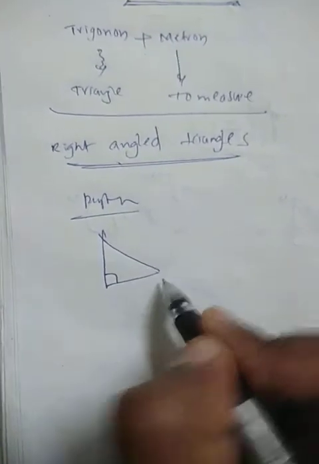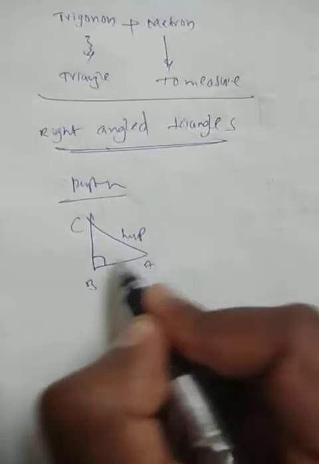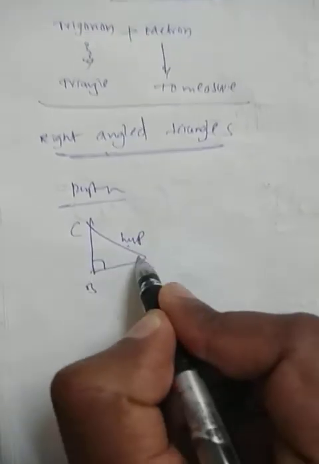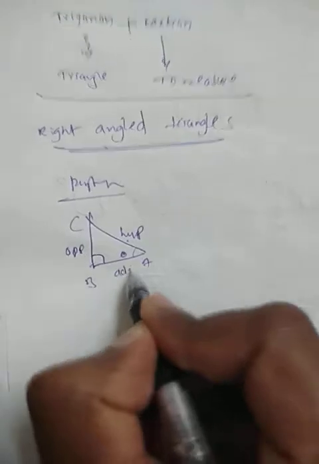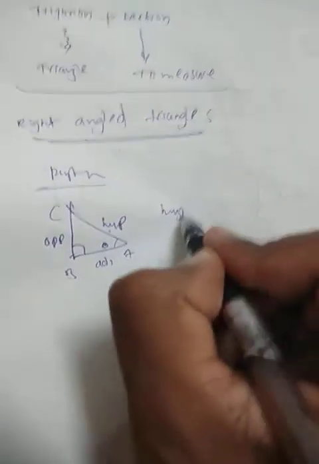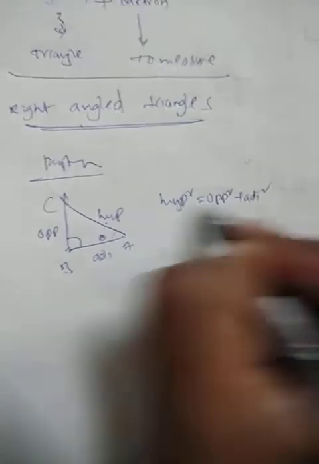It's a very familiar theorem to us. So if ABC is a right angle triangle, and this is the hypotenuse, the side opposite to the right angle, and this is some angle theta, this will become the opposite side and this will become the adjacent side. What is the relation you can write? Hypotenuse square is equal to opposite square plus adjacent square.